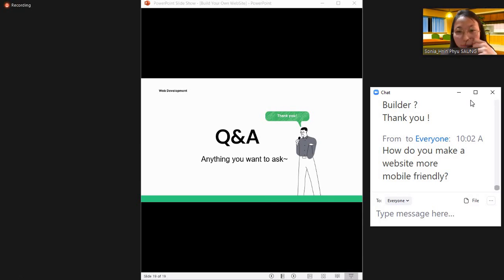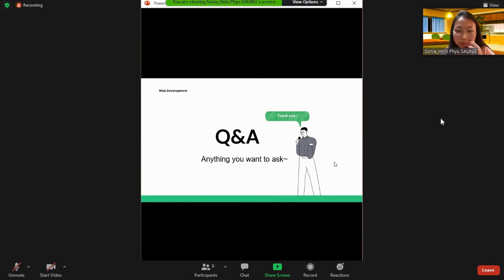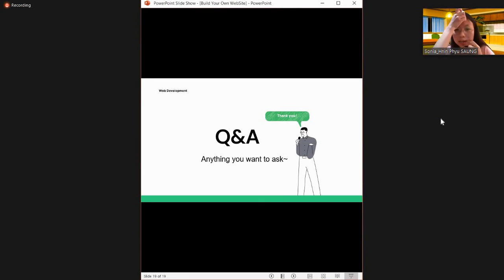More mobile friendly. Okay, I think when you use the template web builder, you only need to edit the content, and most of them are already designed to be mobile friendly. But if you are going to write your own CMS and HTML code, I think there is lots of work to do that. I'm not sure. Actually, I'm not an expert in web building. I just tried the easy web builder and WordPress.